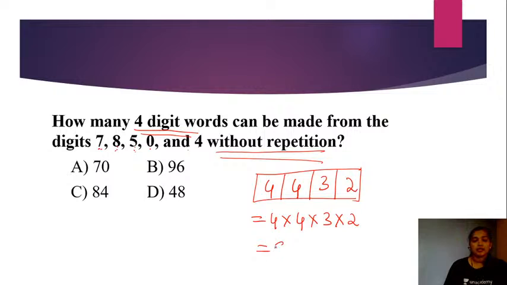And the answer here is going to be 96 ways. So option B is the correct answer for the given question. I hope you guys are following the solution, students, right?